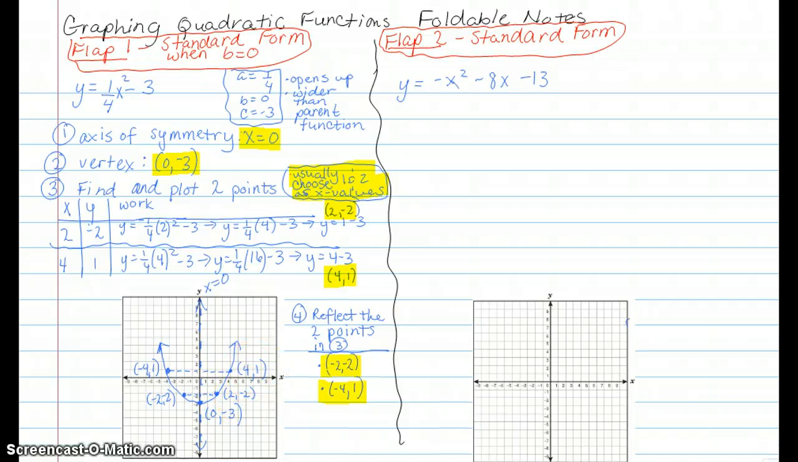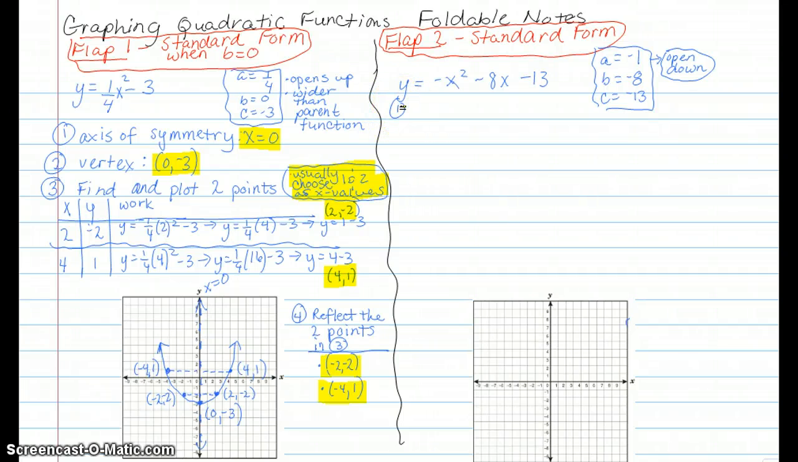Okay, flap 2 is standard form, and it's y equals negative x squared minus 8x minus 13. So we're going to do A, B, and C. A is negative 1, B is negative 8, and C is negative 13. Because A is negative 1, you know that the parabola is going to open down. Now, with that said, the next step is going to be to find the axis of symmetry.